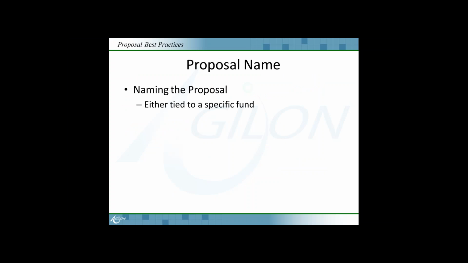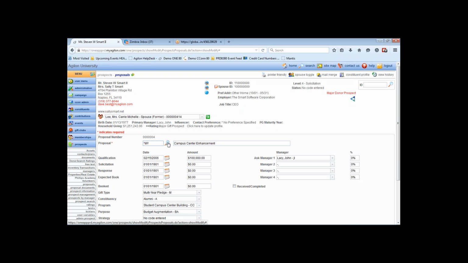In 4.4, that is going to change a little bit, and that's because of the new feature in there called proposal search. So I really want you to think about either tying your proposal to a specific fund number, which is what's part of that lookup that we see in here. When you look this up, this brings up your fund list. So proposals designated to a specific fund.